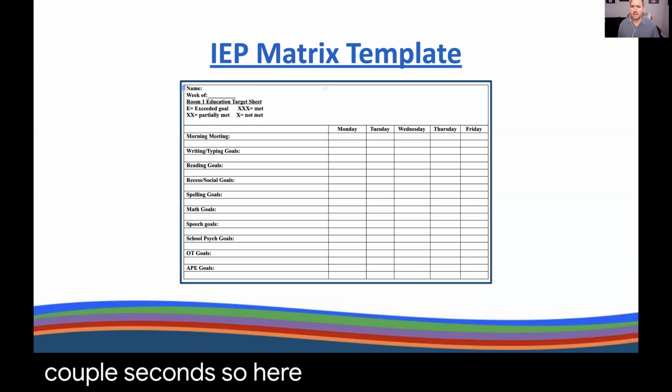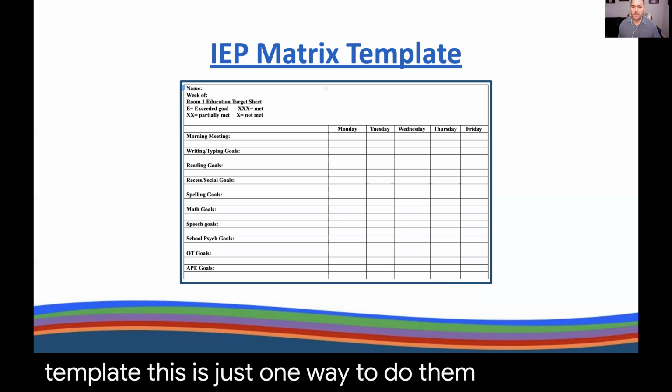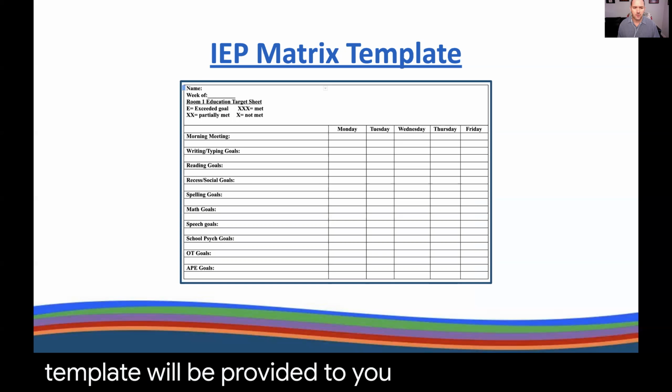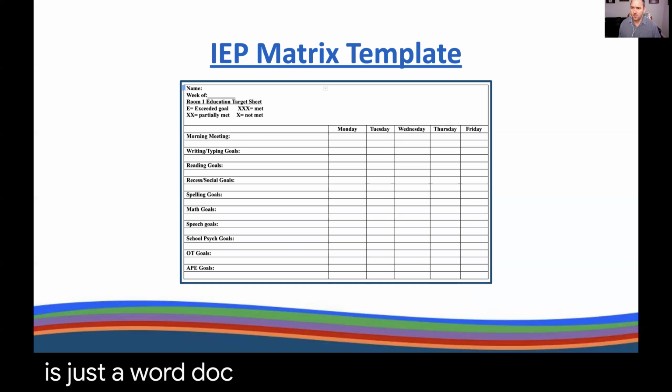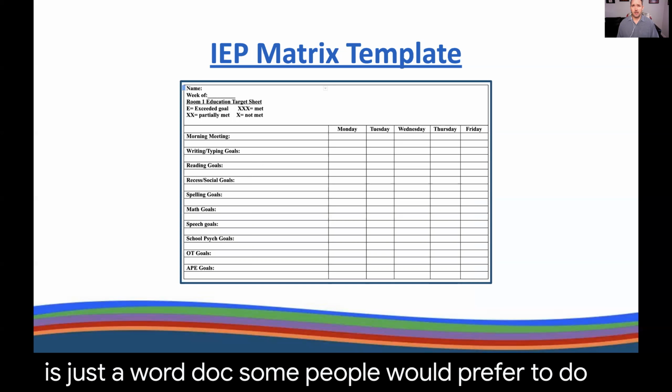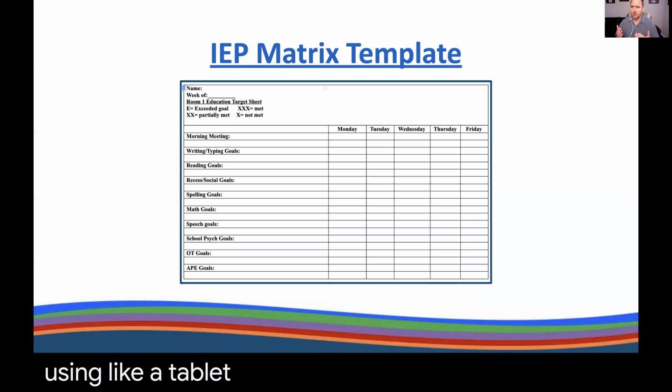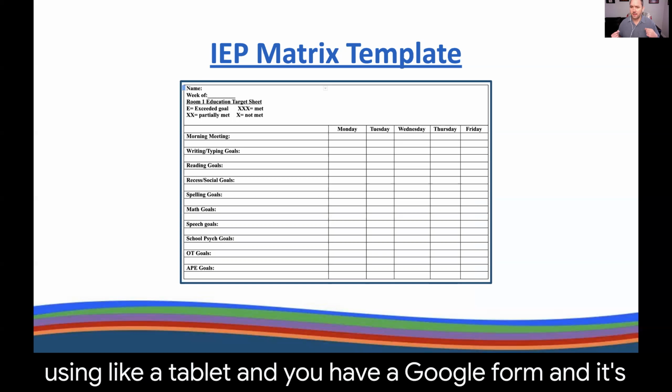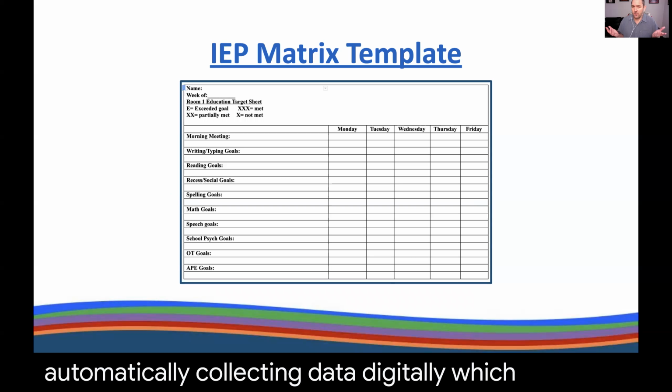So here is a sample IEP matrix template. This is just one way to do them. Again, this template will be provided to you electronically. So this is just a Word doc. Some people would prefer to do it using a tablet, and you have a Google form and it's automatically collecting data digitally, which is another great way to do it.